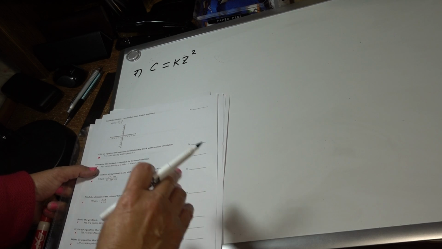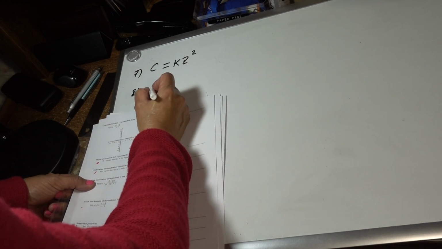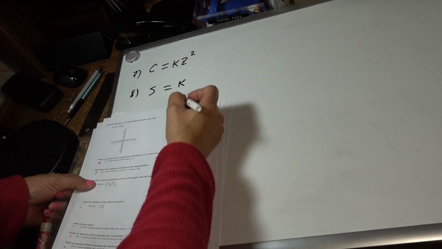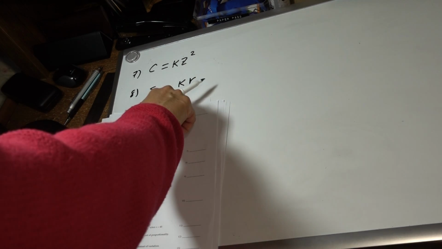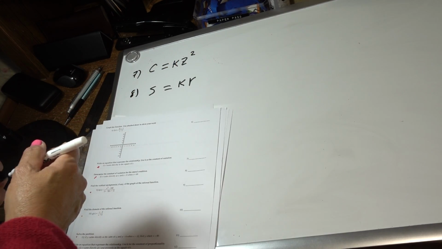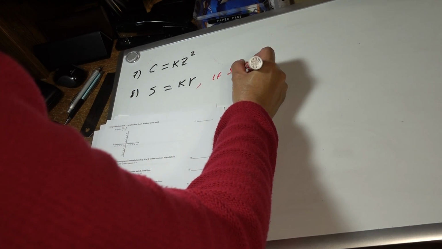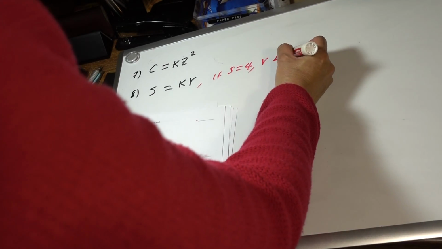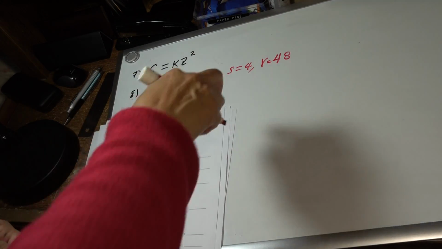Problem number 8, it says determine the constant of variation for the stated condition. You have to find how much the constant is. Number 8, it says S varies directly, which is K, as R. And find K when you know that S is 4, when S is 4, KR is equal to 48. Find how much K is when this happens.